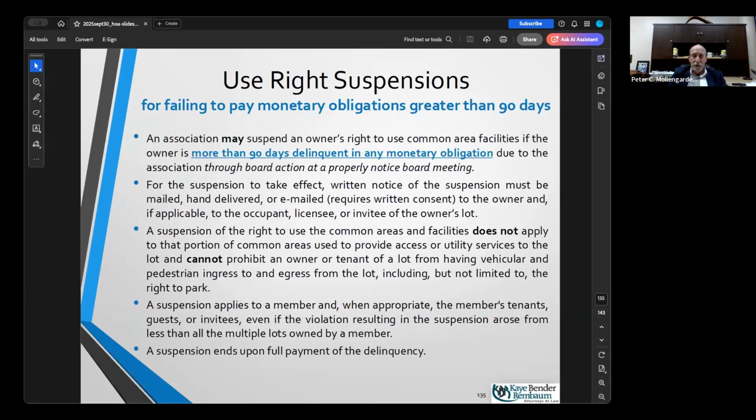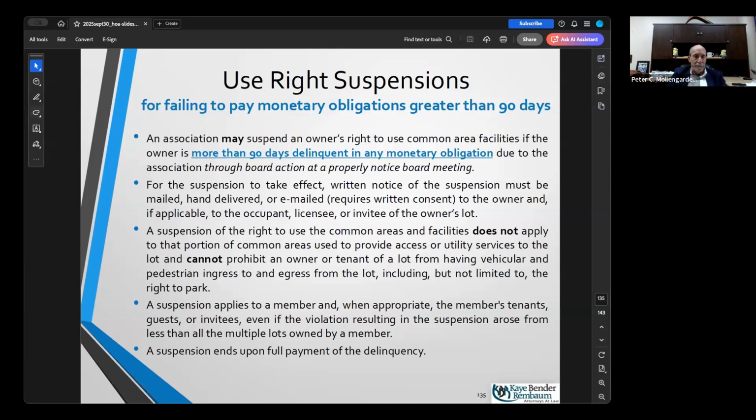Use right suspensions. You can also suspend use rights for non-monetary violations. You can also suspend use rights for failing to pay monetary obligations if the owner is more than 90 days delinquent. So you can suspend an owner's use rights regarding the common area facilities if they're more than 90 days delinquent in any monetary obligation, not just assessments, through board action, so you don't need the committee here, at a properly noticed board meeting.